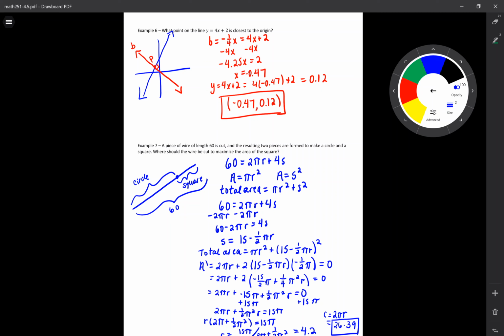Whew. So here our objective function was the total area. I had to use the relationship of the circumference and the perimeters in order to isolate one of the variables. And then from there I found the derivative, set it equal to 0. In this case my endpoints don't matter since I need both a circle and a square. And from there we had it.